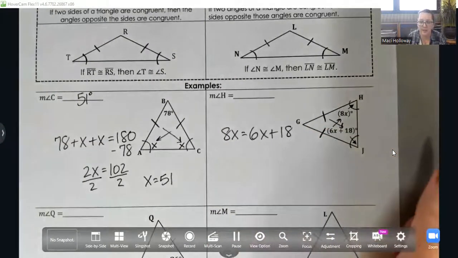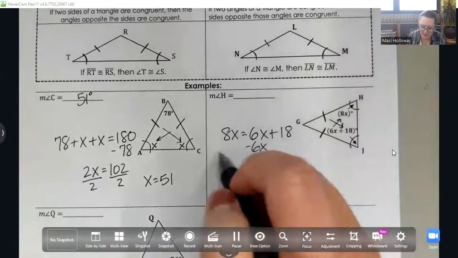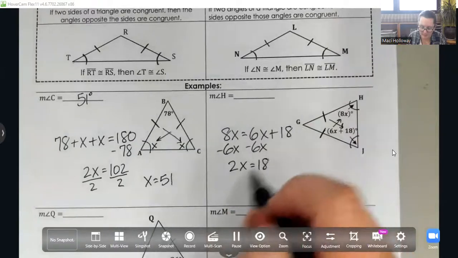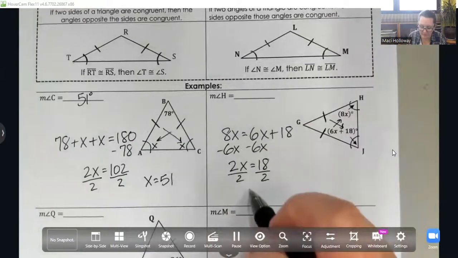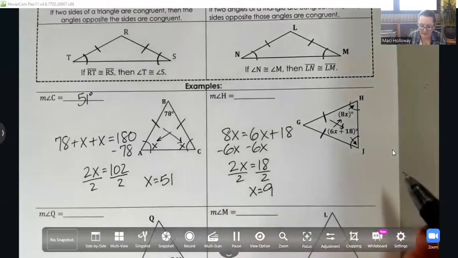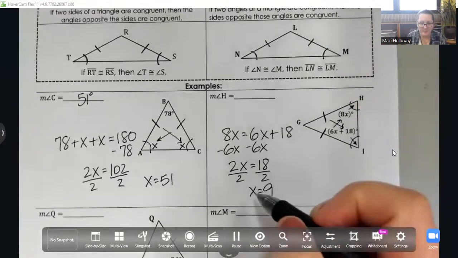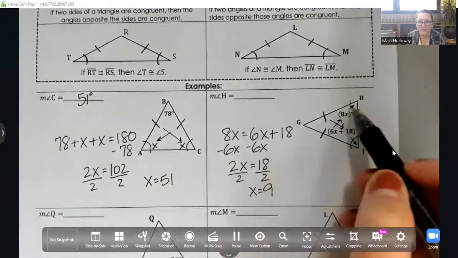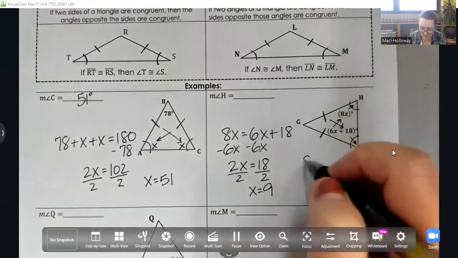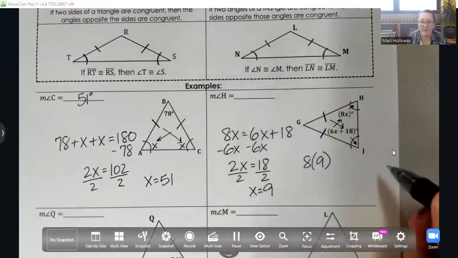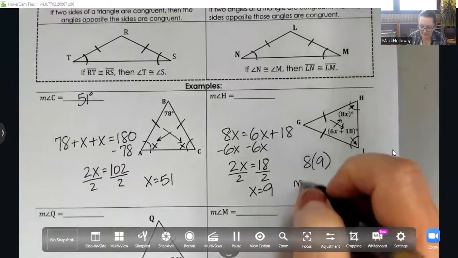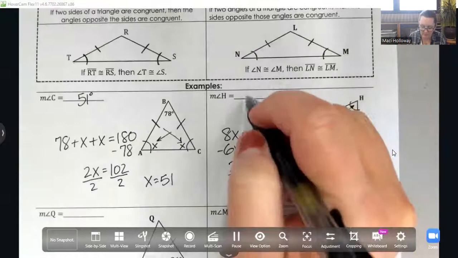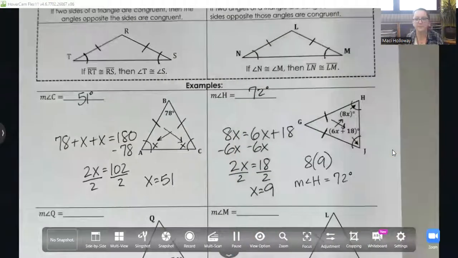So let's solve for x. I'm going to subtract my 6x to get it on the same side. So 2x equals 18. Divide by 2, and x equals 9. I'm not done because I want to find the measure of angle H. Well, if H is 8x, I'm going to plug in my x value, 8 times 9. So the measure of angle H equals 72. Put that up here on the line, 72.